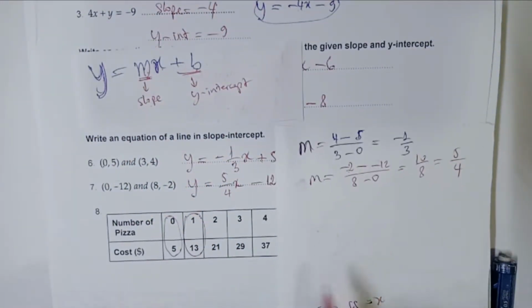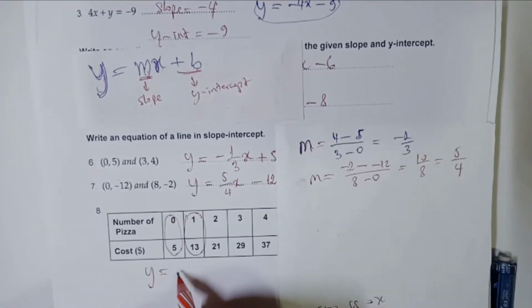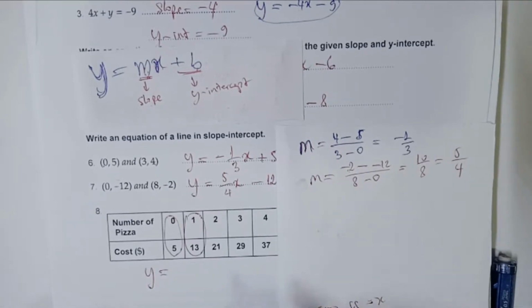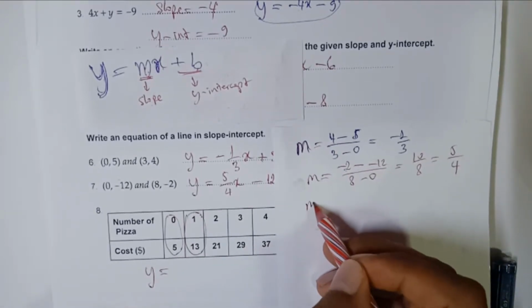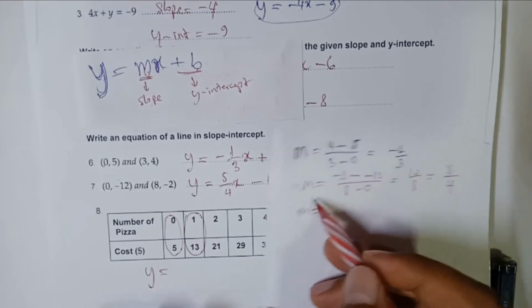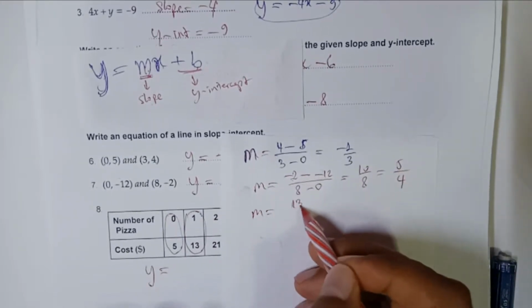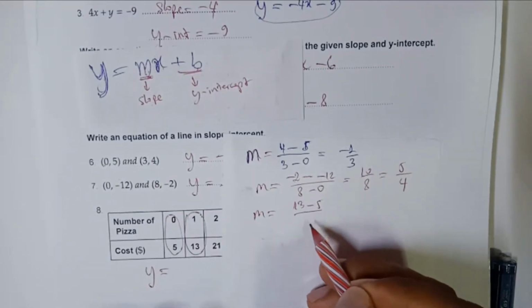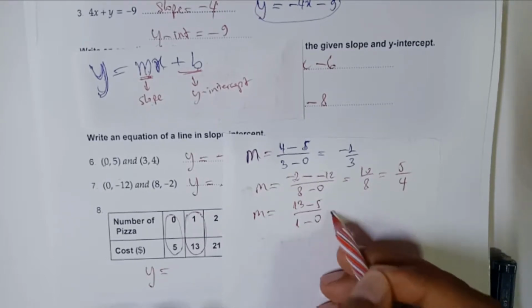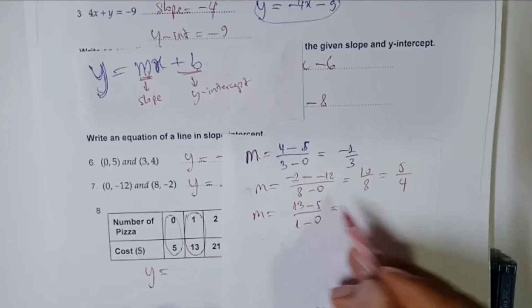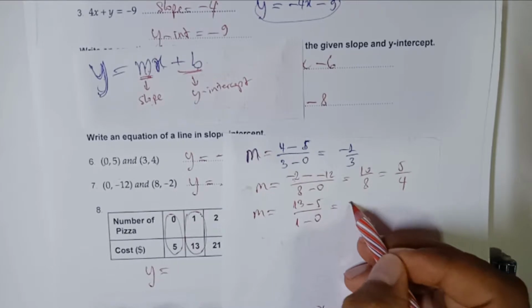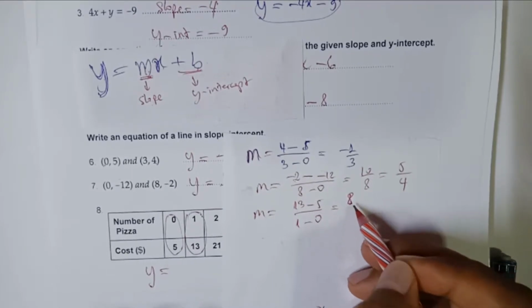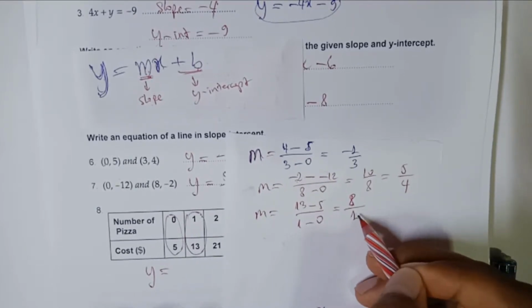So let me write this one. Y equal to first, and then find slope. So slope of this line, 13 minus 5 over 1 minus 0. So therefore 13 minus 5, you got 8 over 1, or just 8.